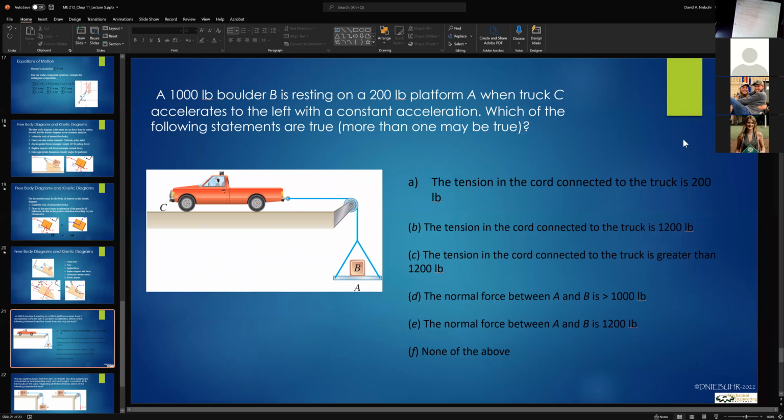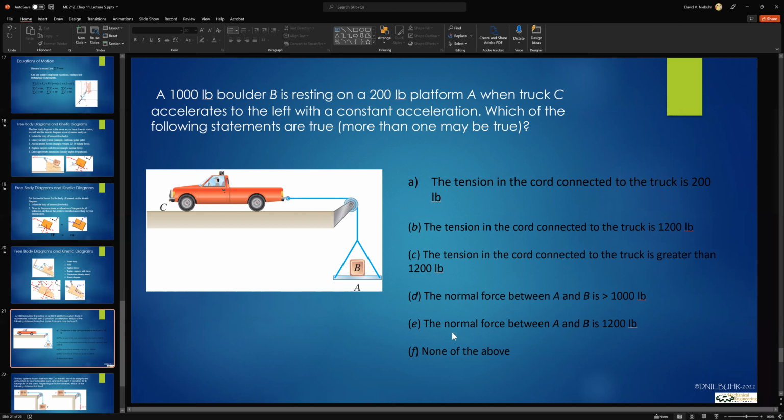So here's a conceptual question. If you have this truck, and say it's standing still. So you start off with it standing still, and you know that the boulder B weighs 1,000 pounds, and it's on a 200-pound platform. So it makes sense that just summing the forces would give that the tension has to be 1,200 pounds.